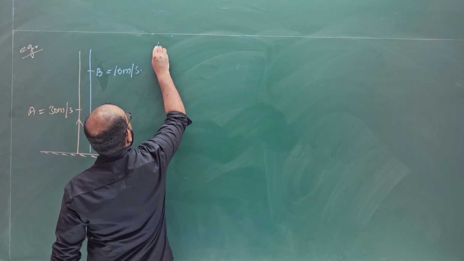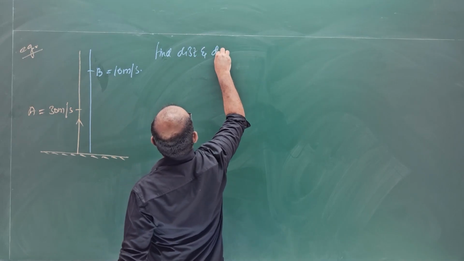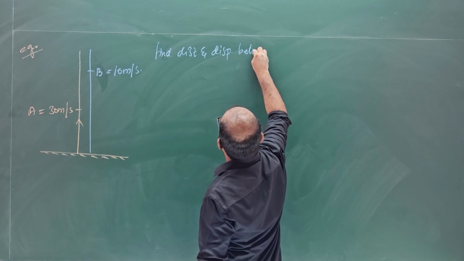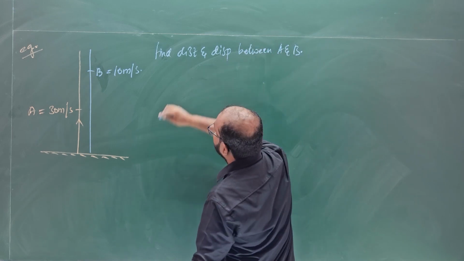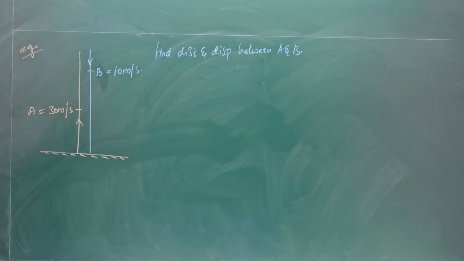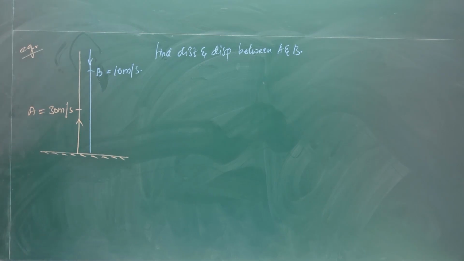Question is, find out the distance and displacement between A and B. While returning, there is a point here. It is not in ascending order; the point is while returning. So find the distance and displacement between A and B.